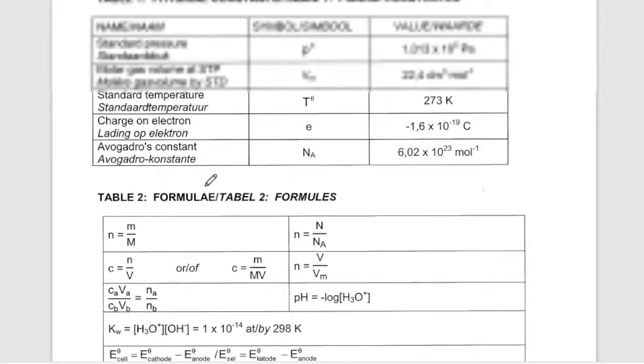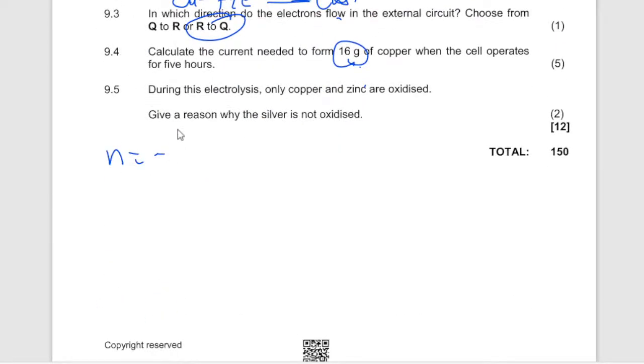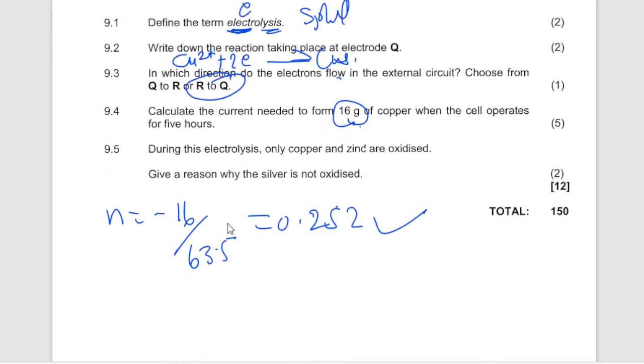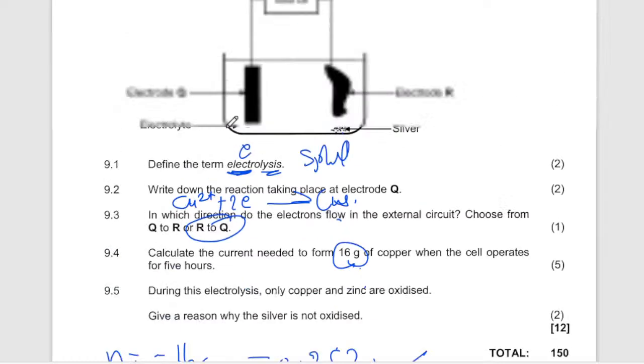So basically, we need to find the number of moles. Number of moles is equal to the mass divided by the molar mass of copper, which is 63.5 from the periodic table, and it gives you 0.252. Maybe they'll give you a mark there. Now we are converting these moles into moles of electrons. So it's going to be copper 2+ ions plus 2 electrons gives me copper solid, so that it is deposited in here.